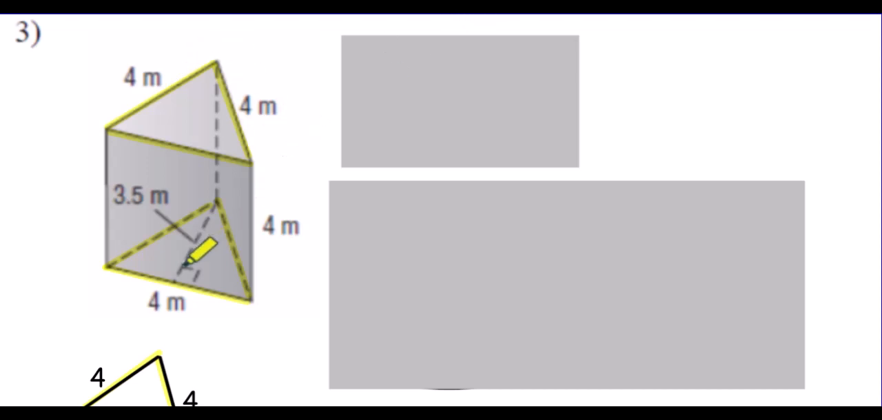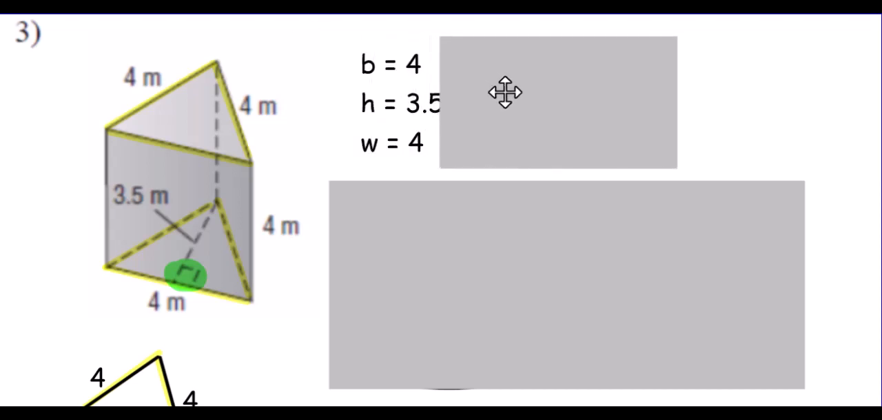Now we notice a 90-degree angle here. So my base and height meet at a 90-degree angle. So I chose my base to be 4. Go ahead and reveal that. There we go. I chose my height to be 3.5 because they meet at that 90-degree angle. And then the width of the prism is going to be the distance between your two triangular bases. So this 4 right here is going to be the width.